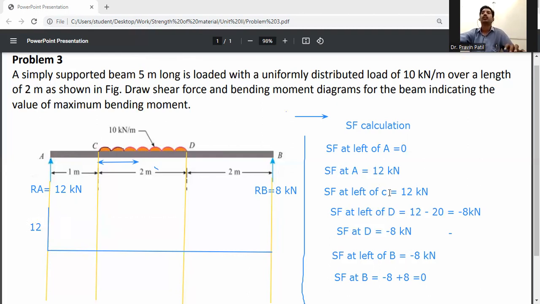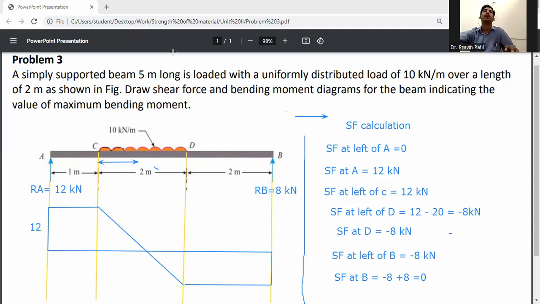Next, SF at left of C is also 12 kilonewton. Then SF at left of D is 12 minus 20, which is minus 8 kilonewton, going downward. SF at D is also minus 8 kilonewton, so it will be the same here. Then SF at left of B is minus 8 kilonewton. Then SF at B will be 0: minus 8 plus 8 is 0.